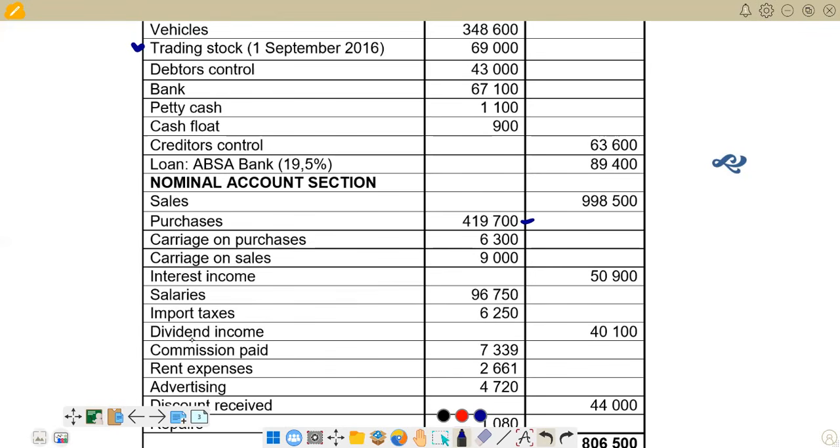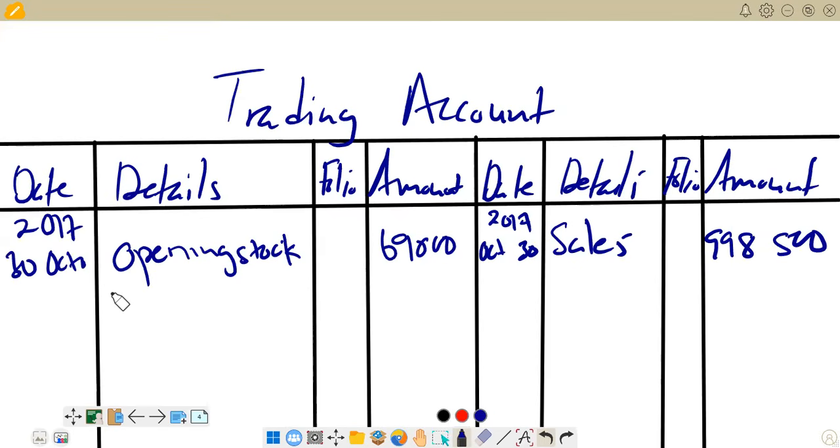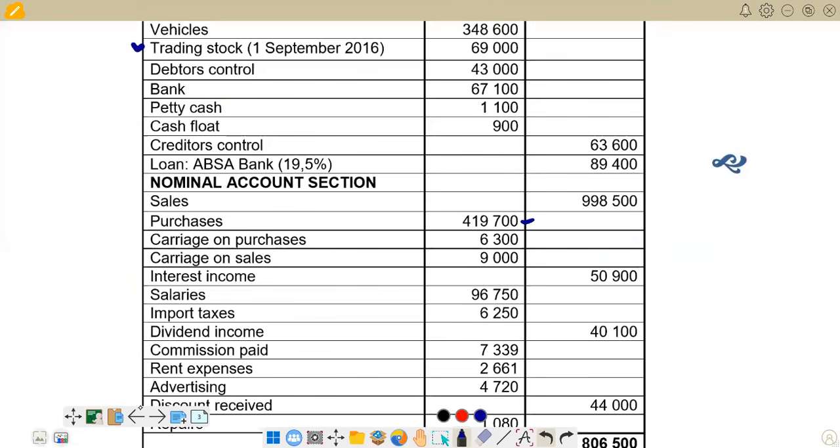So in this case, we are just going to pick this 419,700 and post it on the debit side of the trading account. So we come here, we are saying purchases. And the figure that we have for purchases is 419,700. Then we can go back again to check what next we have.